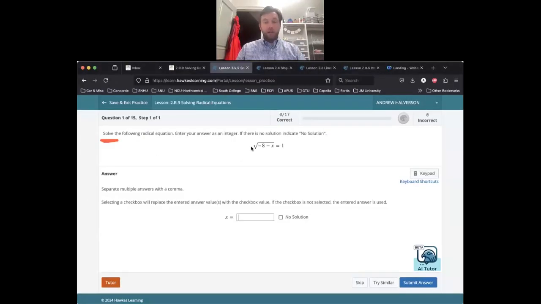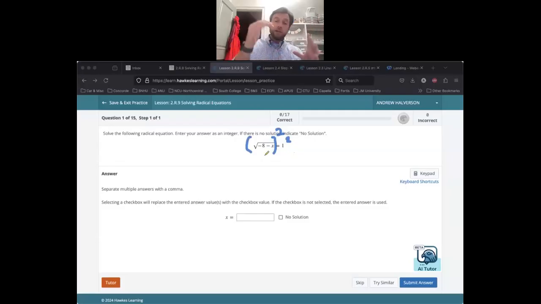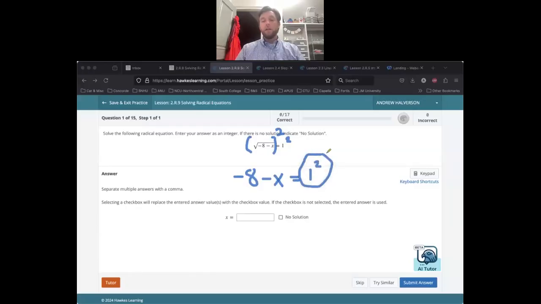So that's the process. Do the opposite. Well, we have a square root, and we need to get rid of it. So we do the opposite, and you square both sides. Now by squaring that left side, the square cancels with the square root, and you just pop that middle part out: negative 8 minus x. And the right side, you would actually just do the square.